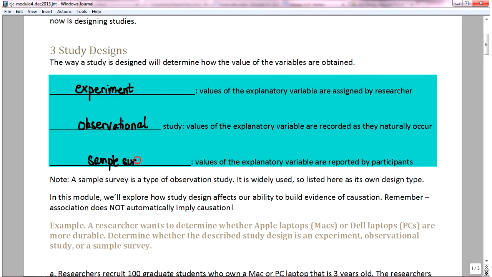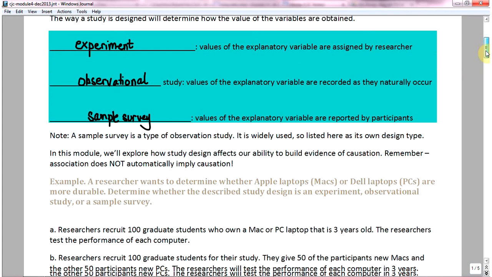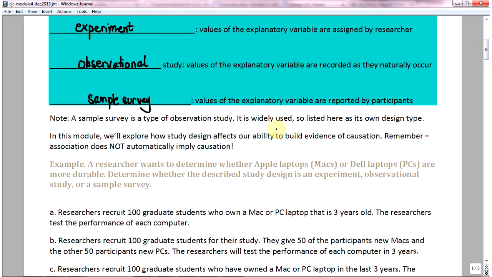So we have a sample of the population, they're given a survey, and so the values of the explanatory variables are going to be reported by the participants. So note, as I just mentioned, a sample survey is a type of observational study. It's widely used, so in the Open Learning Initiative, they have it listed as its own design type so that we can look at it in a bit more detail.